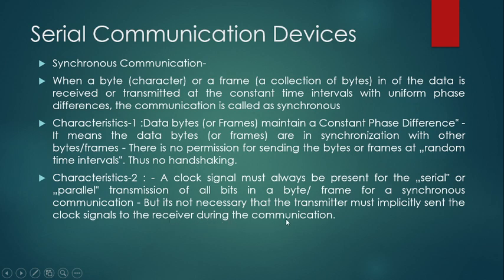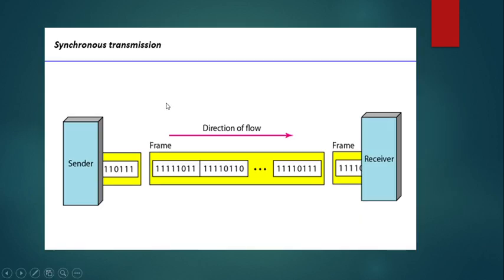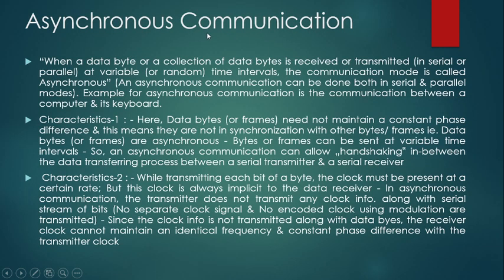By synchronous communication, we mean that all the frames, all these bytes, have to be sent at constant time intervals, and there will be a clock signal enabling this type of transmission to take place. This is a speciality of synchronous transmission. In asynchronous communication, it is just the reverse.